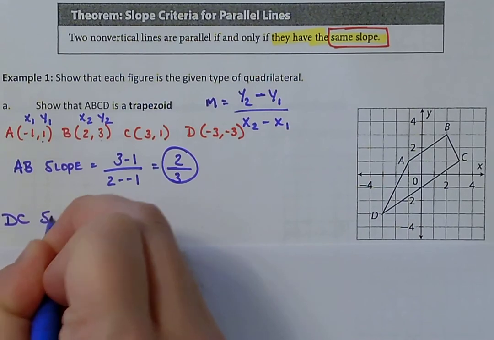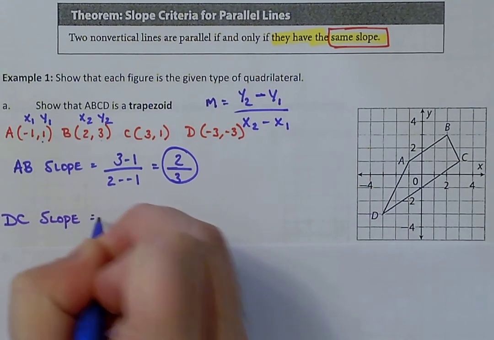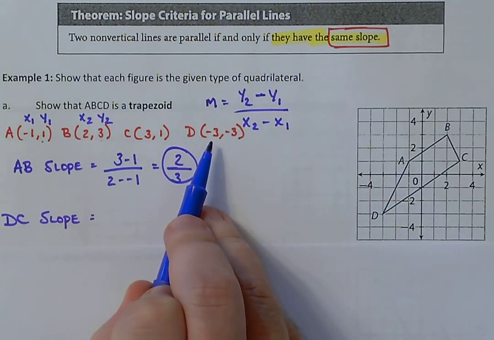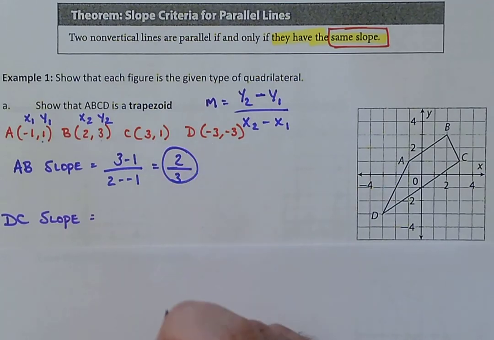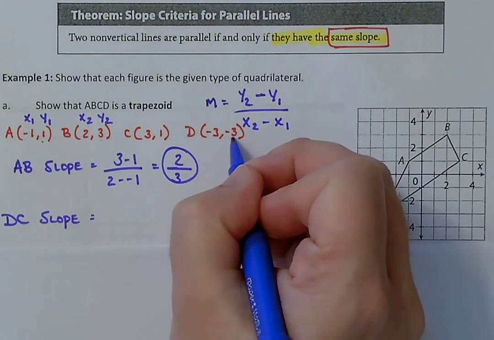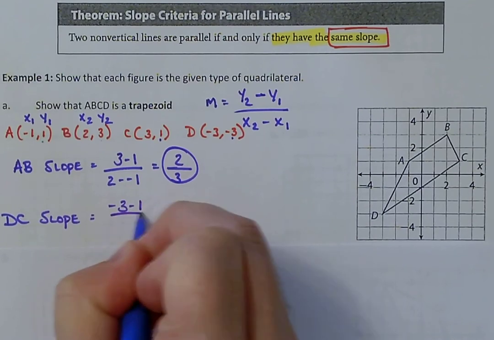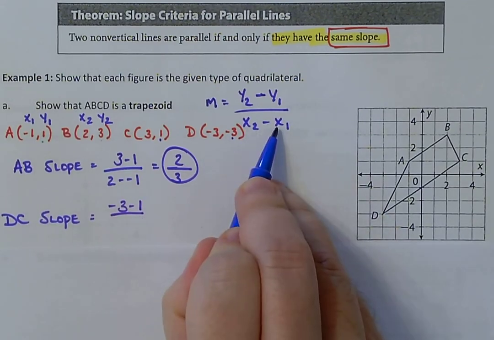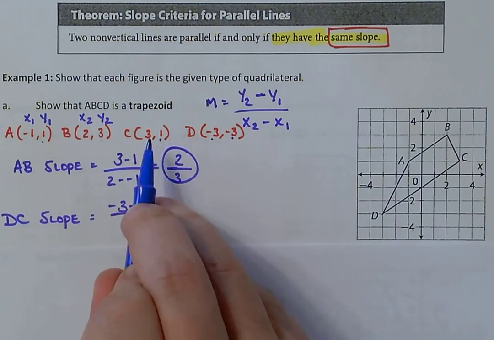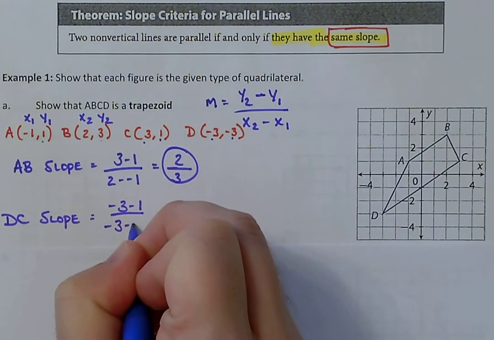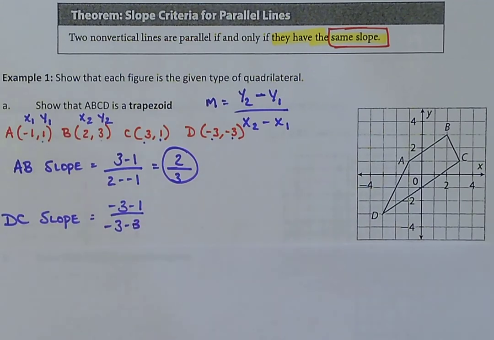So for DC, we're going to use the points (3, 1) and (-3, -3) to find our slope. So it's y2 minus y1, so it's going to be -3 minus 1, over x2 minus x1, so it's going to be -3 minus 3. So we have -3 minus 1 over -3 minus 3.